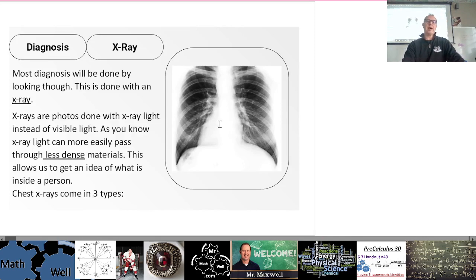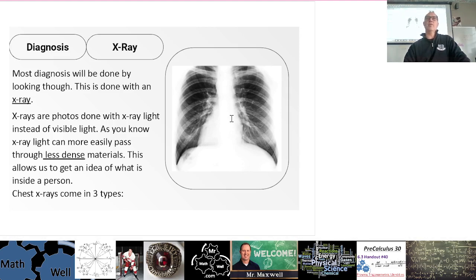Okay, most diagnoses will be done by looking though. It's done with an X-ray. So a lot of times you can take an X-ray. X-rays are photos done with X-ray light instead of visible light. As you know, X-ray light can more easily pass through less dense materials. This allows us to get an idea of what is inside a person. Chest X-rays come in 3 types. So how many of you have had an X-ray before on anything, bone or anything? If you have a broken bone, or even a sprain or something like that, sometimes they'll check to see if any bones are broken.